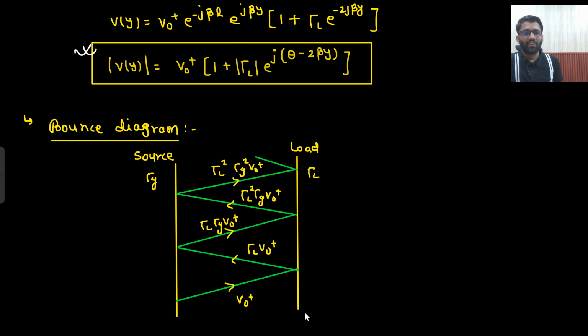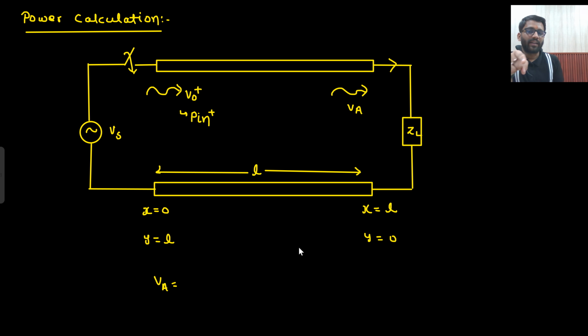And in the bounce diagram, we did not even use any X or Y. When we were doing the power calculation, if you remember, I asked you what will be your PA? That means from here, if V naught plus is generated, then how much power will reach till the load? What did I write there? That your PA would be, what is the power that is generated? V naught plus square divided by 2Z naught.